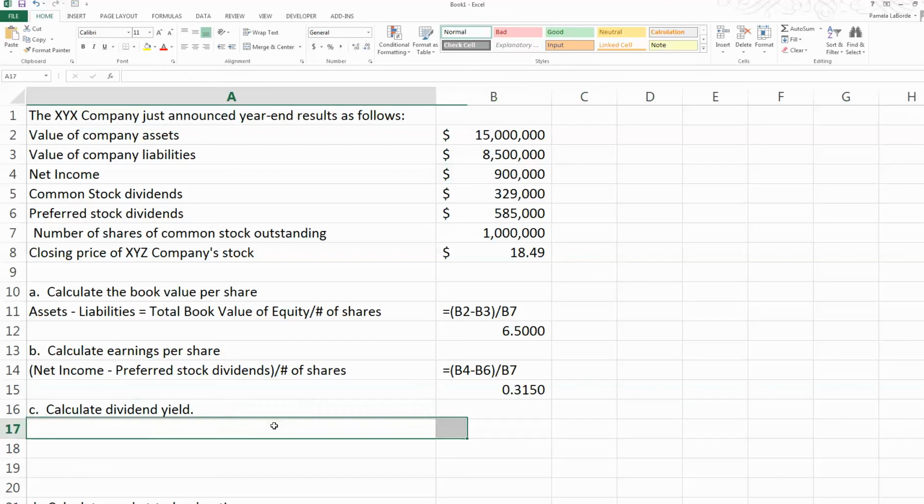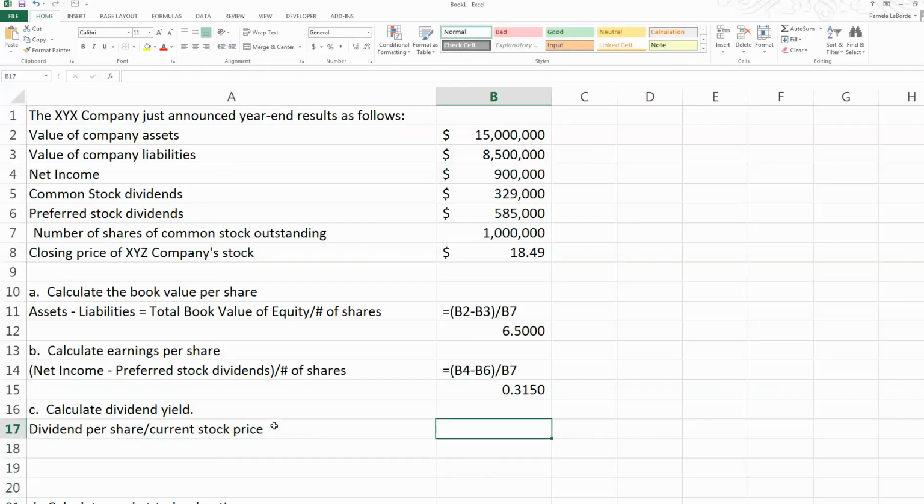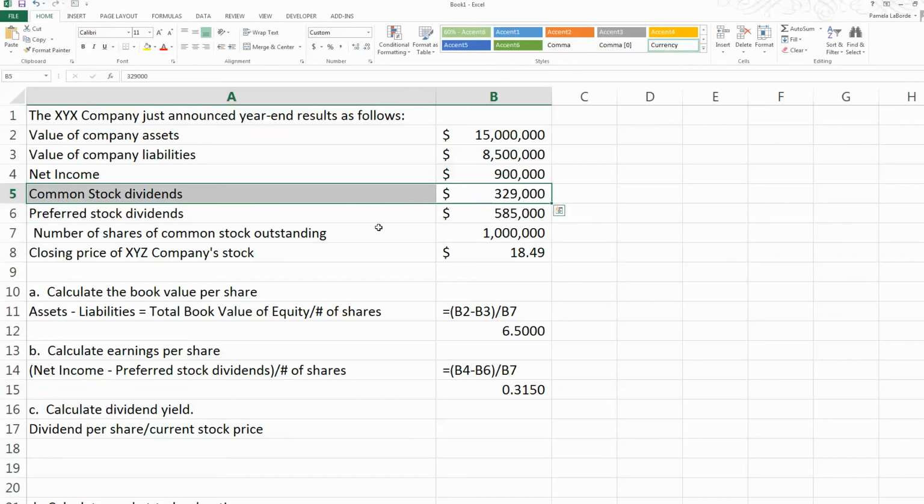They also want us to calculate the dividend yield. The formula for that is to take the dividend per share and divide by the current stock price. They did not give me the dividend per share. They told me the total cash essentially that the company paid to all their stockholders, $329,000. So I need to convert that to a per share basis.